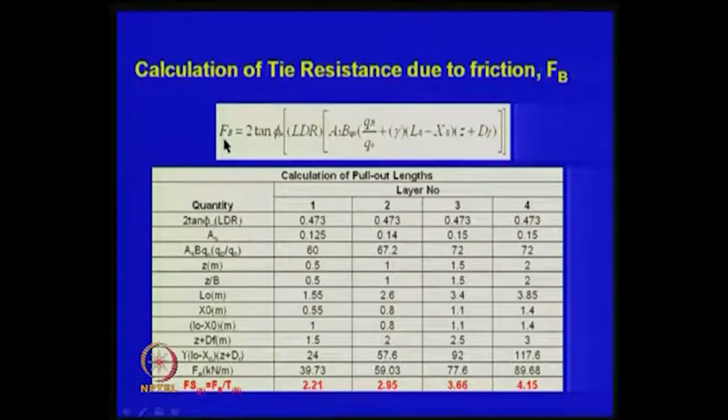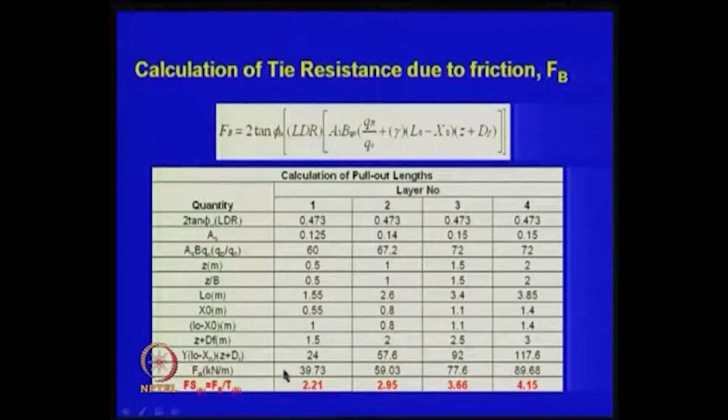FB is nothing but the calculation of tie force, tie resistance due to friction, pull out resistance. Here also I try to put the same quantities in a simple way, because there are 1, 2, 3, 4 layers, it is easy to calculate like this, and you have this factor A3 in this, 2 tan phi mu into LDR, they are all known, A3 is known, all those quantities I am just simply calculating here. The x naught is what we calculated in the previous thing, L naught is nothing but the length corresponding to that minimum stress level, which again comes from one of the previous plots that I just mentioned.